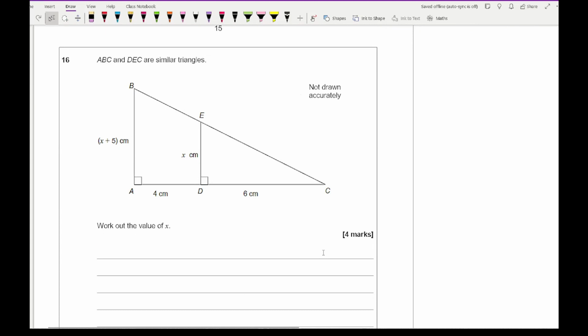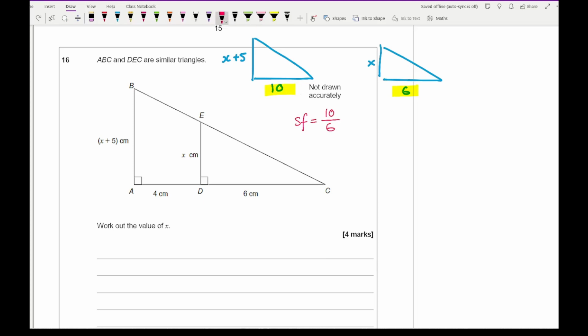Then moving on to question 16, it says that ABC are similar triangles, and it says work out the value of x. Now for this, what you want to do is find the two triangles. So here I've got a large triangle in which I've got a base of 10 and a height of x plus 5. And then I've got my smaller triangle, which has got a base of 6 and a height of x. Now I then need to find the two corresponding sides, so I can then use that to work out the scale factor. So the scale factor is going to be 10 over 6, which is 5 over 3, which is not a nice decimal number, so I'm going to leave it as that.